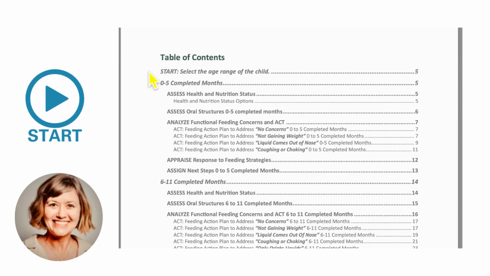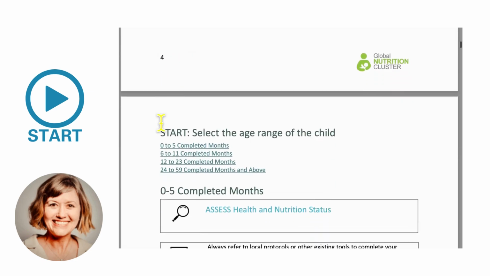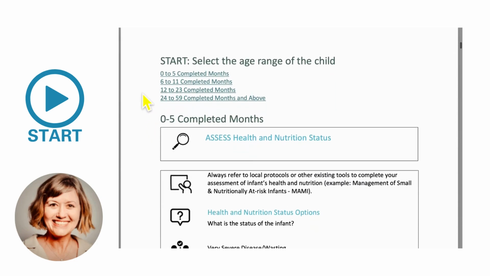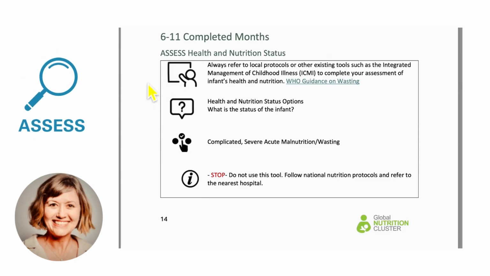Once you've downloaded the PDF, you want to find the table of contents. At this point, you can click on Start to select the age range of the child. For the purposes of this demonstration, we're going to select 6 to 11 completed months. This is the assess phase.